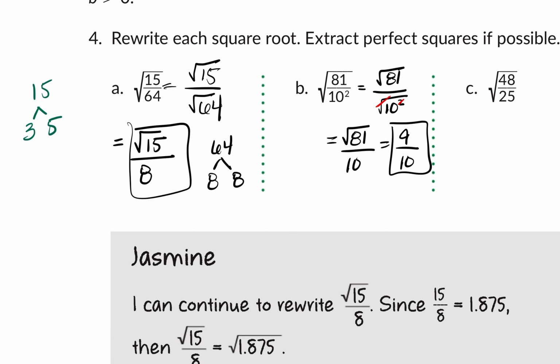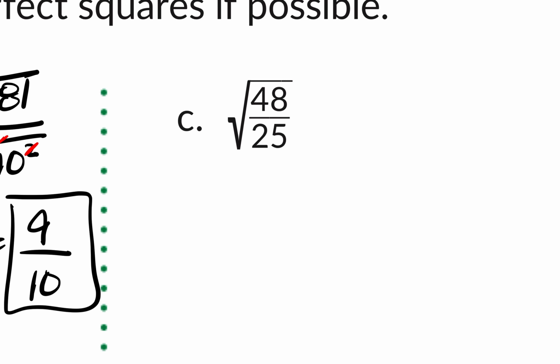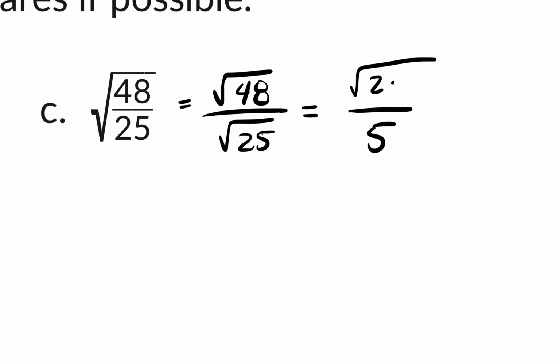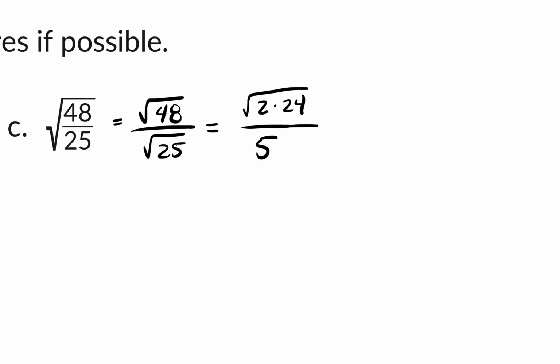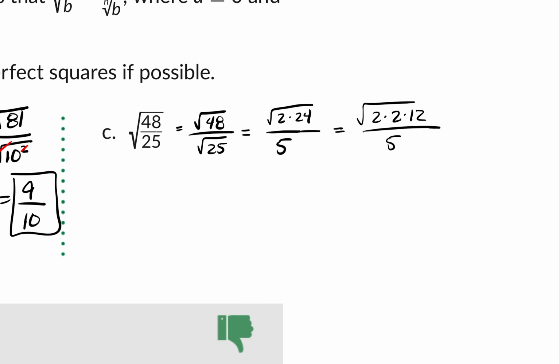Now, another example. Let me do C with you. You're going to do square root of 48 over square root of 25. Again, if you know your square roots, it helps. Square root of 25 is 5. So I'm going to break this up. 2 times 24, right? Again, I'm going to rewrite it. 24, 2 times 12. And I'm going to keep going. I'm going to break up 12, keep my 2's. To get 12, it's 2 times 6. And again, it's over 5.